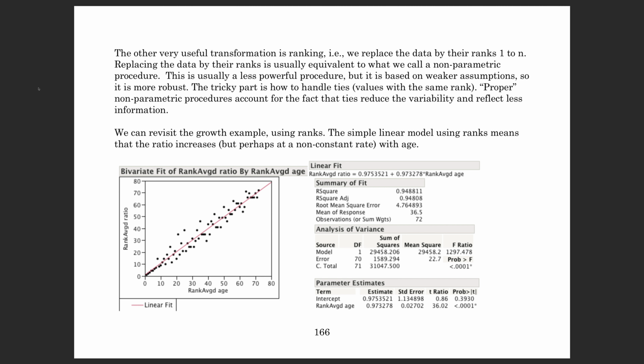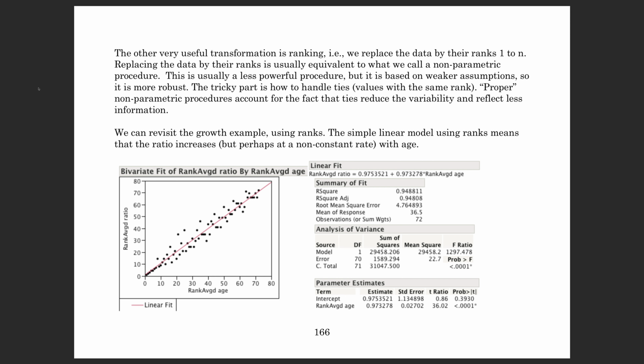So this is usually a less powerful procedure in the statistical power sense, but it's based on weaker assumptions, so it's more robust. The slightly tricky point is how do we handle ties? In other words, values with the same rank. So what we generally will do is put the average rank for any tied values. There is one slight problem: proper non-parametric methods also account for the fact that ties reduce the variability. So we actually have less information.